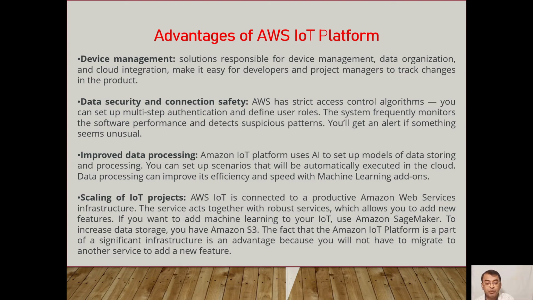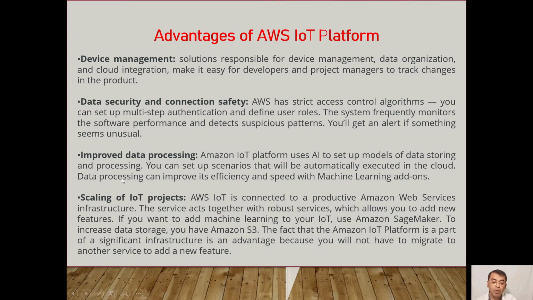Third one is improved data processing. The Amazon IoT platform uses AI to set up models of data storing and processing. You can set up scenarios that will be automatically executed in the cloud. Data processing can improve its efficiency and speed with machine learning add-ons. That means you can add machine learning algorithms.